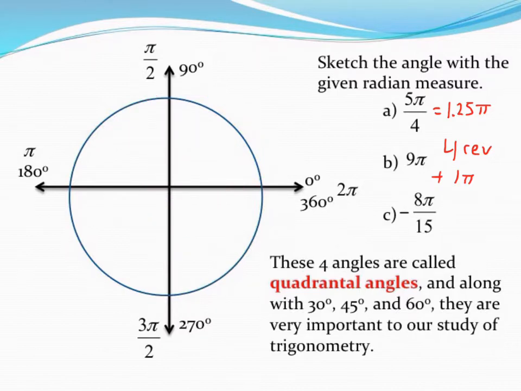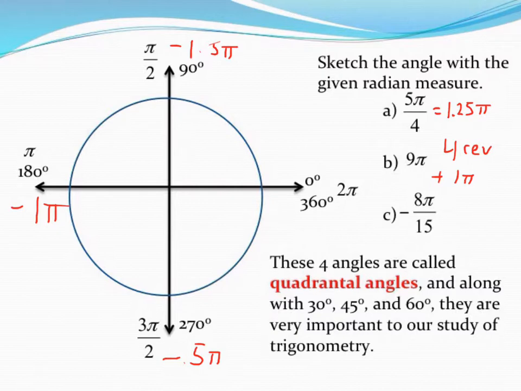This time I have a negative angle. While I still begin in the same spot, on the positive x-axis, all that a negative angle tells me to do is rotate backwards. So if I think about it, this down here is negative 0.5 pi. This over here is negative 1 pi. This up here is negative 1.5 pi. And then all the way around would be negative 2 pi.